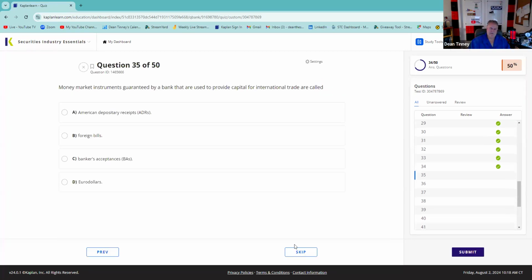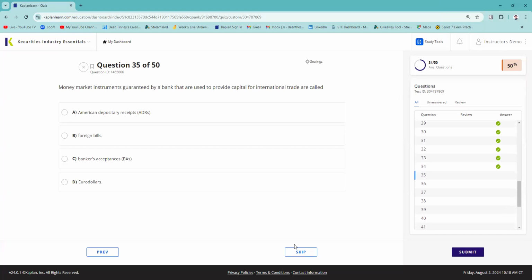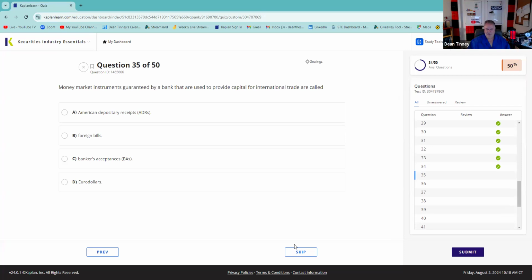Money market instruments guaranteed by a bank that are used to provide capital for international trade are called... That is very much a test question.